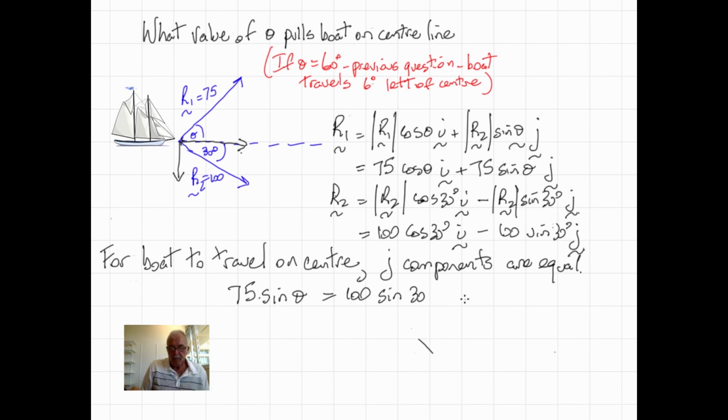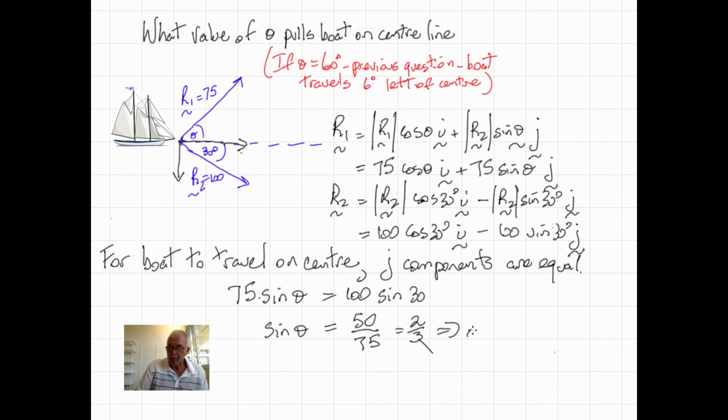Now, what have we got? We've got sine theta, we're trying to work out theta, so sine of theta is equal to, now we know from our small triangle, sine of 30 is a half, so that's equal to 50. So to bring the 75 over the other side, it'll become a divide. That 75 is connected by a multiply. The opposite of multiply when you bring it over the other side is divide. So that's equal to 2/3.